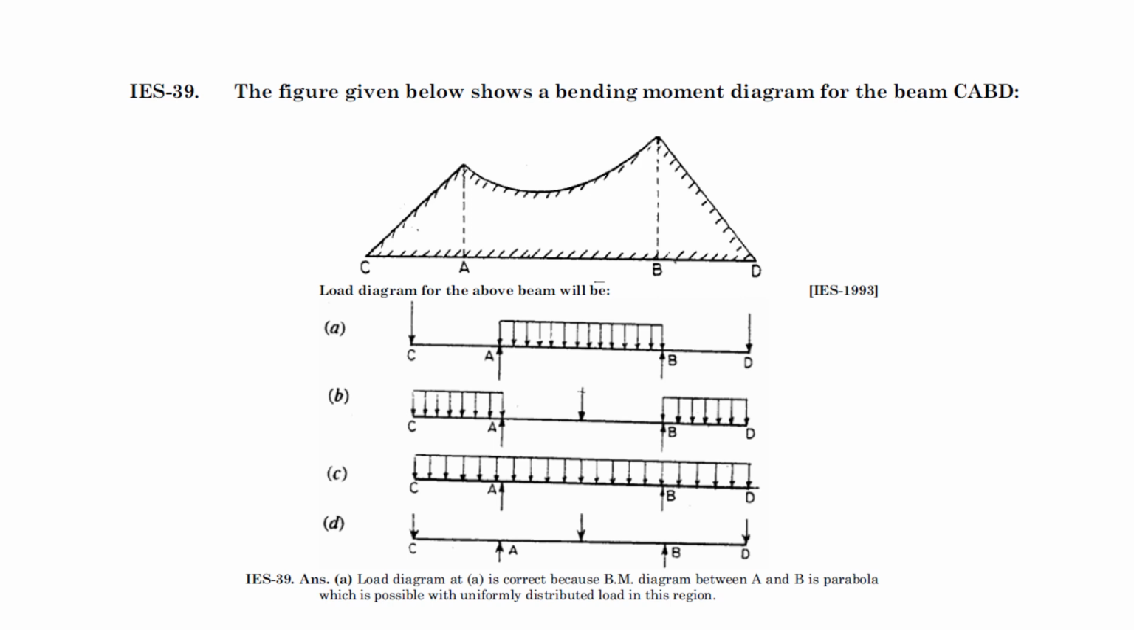You can see from C to A and B to D, it is linear, so there will be a constant load, and in between A to B, it is parabolic, so it will be UDL. The answer is A. You can just read this. It is the same thing written which I have told you: for linear variation, constant load; for parabolic distribution, uniformly distributed load. So the answer is A.